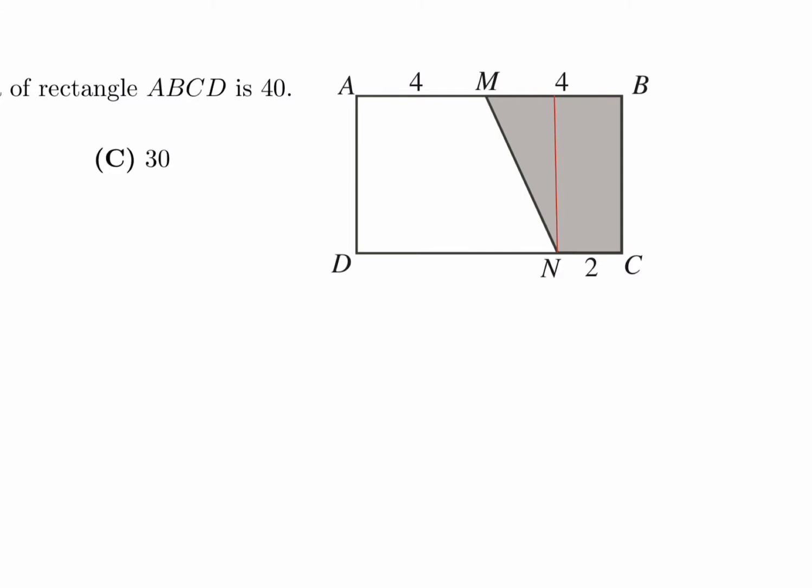Now, from here to here is 4, and from here to here is 2. So that means this is 2 also, and therefore this distance is also 2.